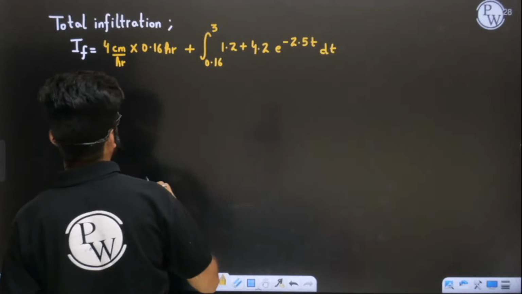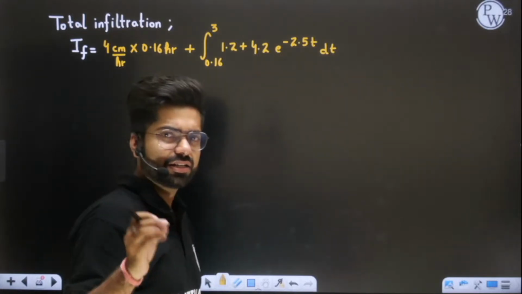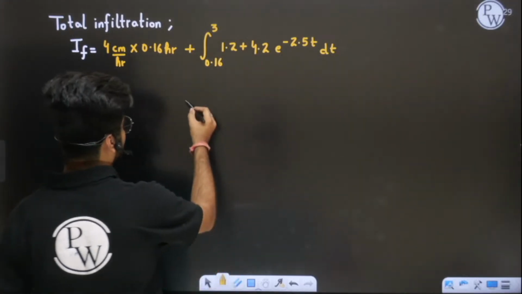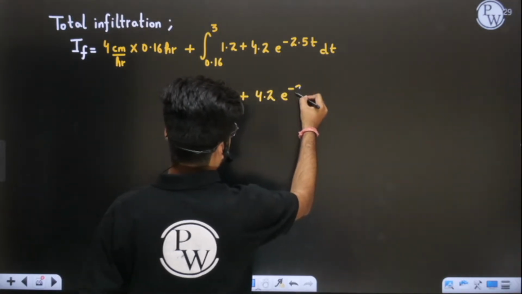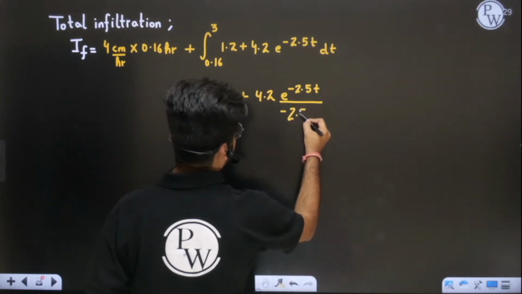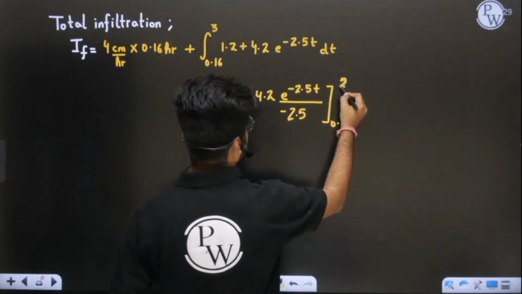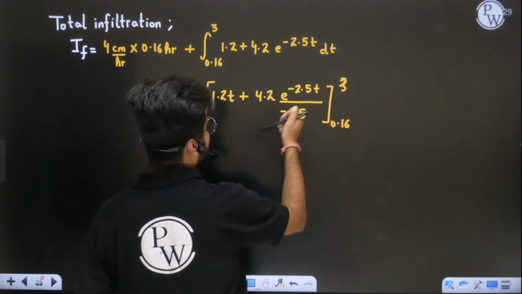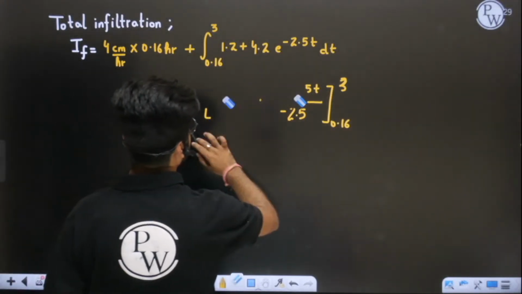Okay, so you will solve this. You can solve this directly in calculators, no issues. But if you want to integrate, you can do this: 1.2t plus 4.2 e power minus 2.5t divided by the coefficient of t, so you have to divide by negative 2.5. Now you have done the integration part. Put 3 in place of t, then put 0.16 in place of t, and subtract them. You will get the answer.